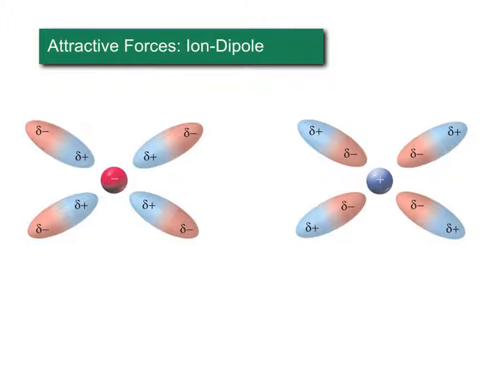So first, just the ion dipole. So ions have a full charge, and if you have a polar molecule around that has a partial positive and a partial negative, they'll orient themselves so that all the positive partial charges point to the negative ion, or all the negative partial charges point to the positive ion. And these are called ion dipole forces.